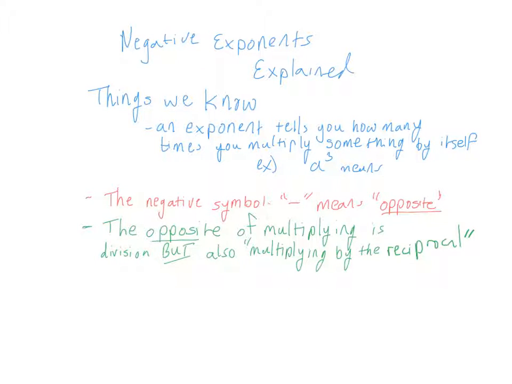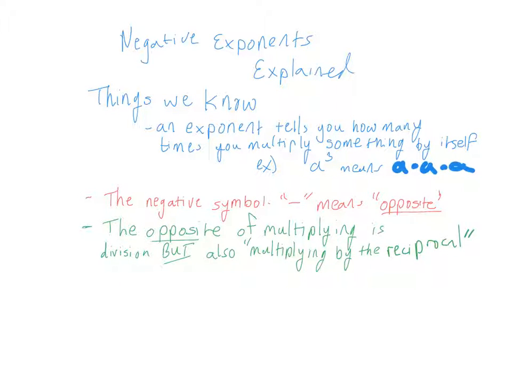Before you delve into actually doing problems with negative exponents, there's three things I want you to keep in mind. The first is that an exponent tells you how many times you multiply something by itself. So when you see, for instance, a to the third, that exponent tells you to take that base, which is a, and multiply it by itself 3 times. So a times a times a.